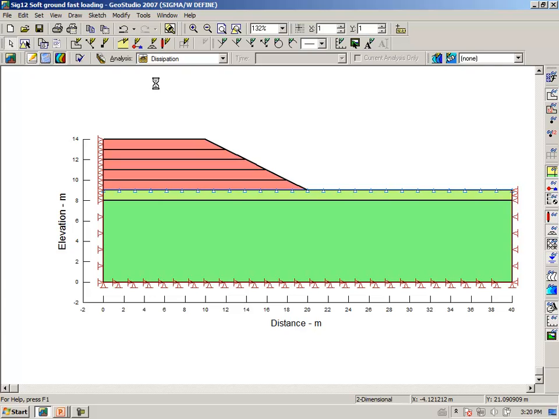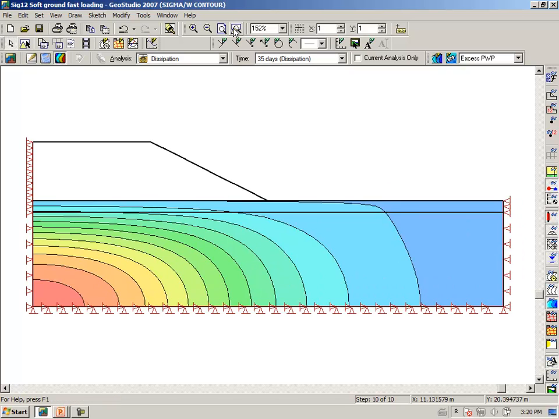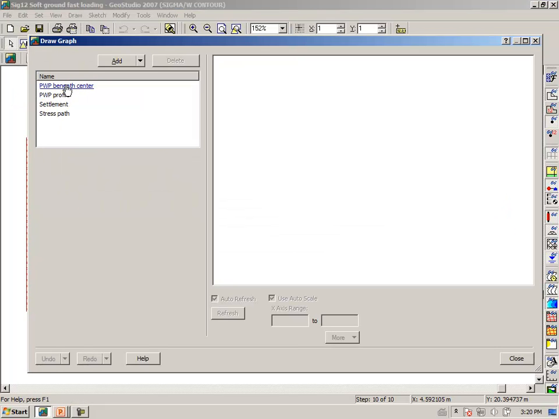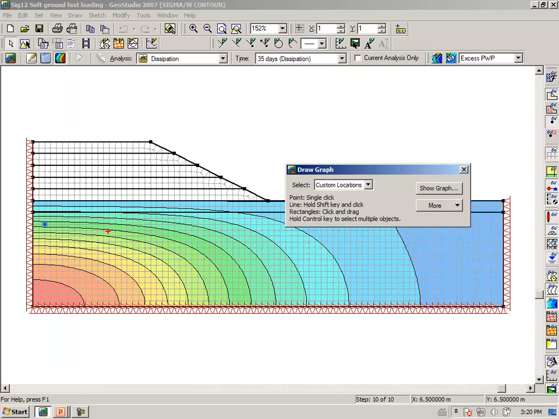Going to the results view then, let's draw a graph, and we'll look at the pore water pressure beneath the center of the embankment. The location that we are looking at is right here. We're looking at the pore pressure at a node at that particular location underneath the embankment.